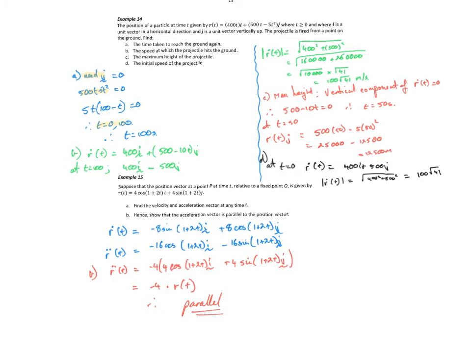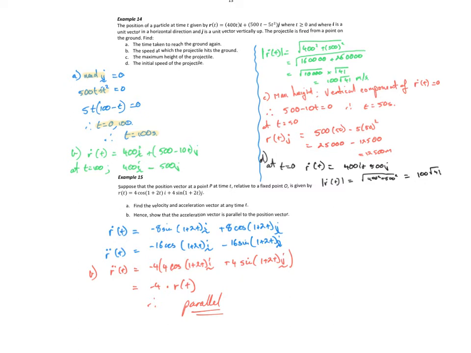Factorise, solve, t equals 0. We start from the ground, and 100 seconds later we end up on the ground. All right. The speed at which the projectile hits the ground. So we need a speed equation, so r dot of t. If I differentiate that, I get 400i plus (500 minus 10t)j.